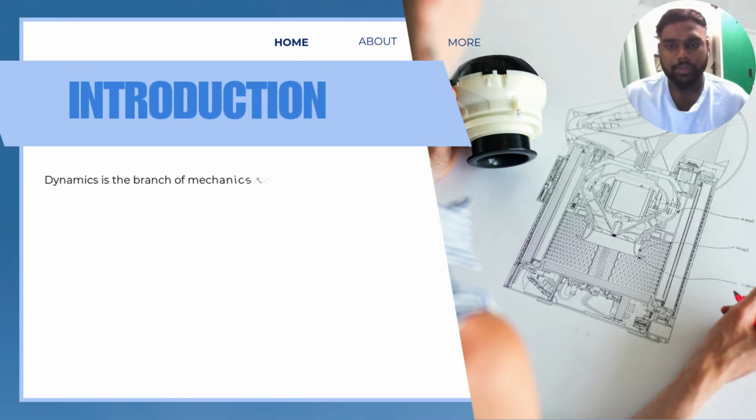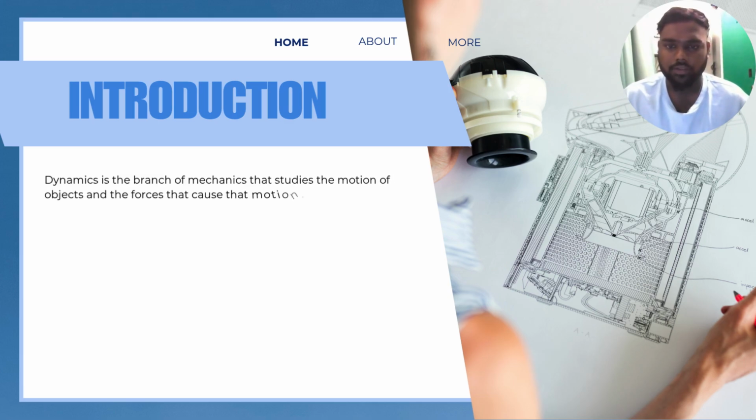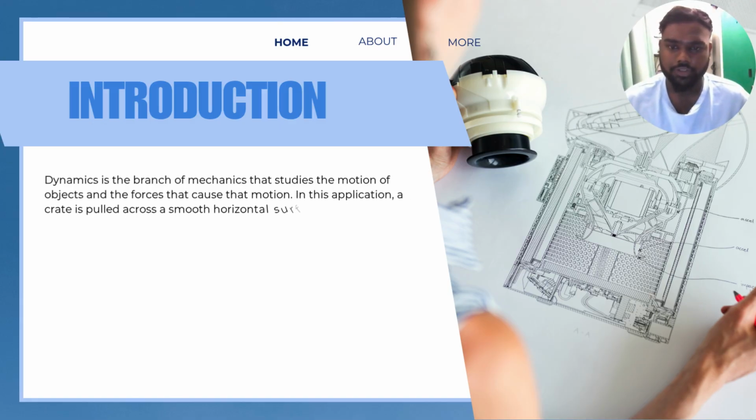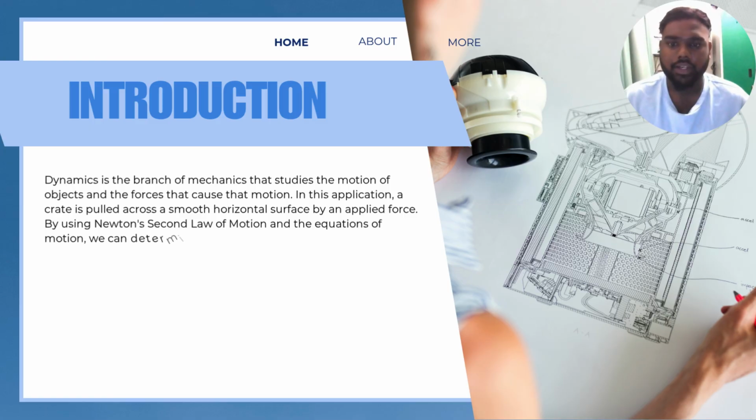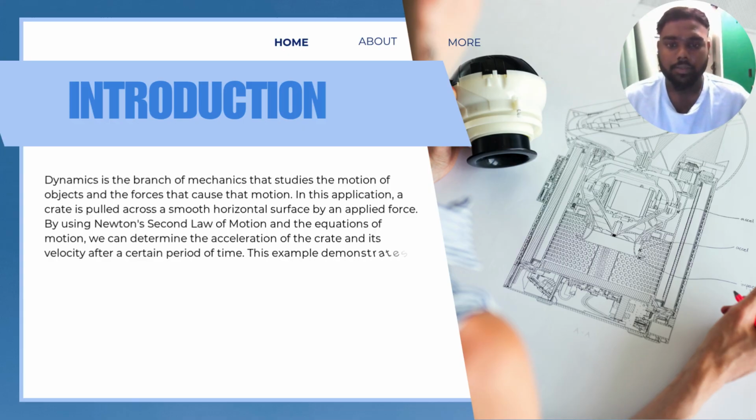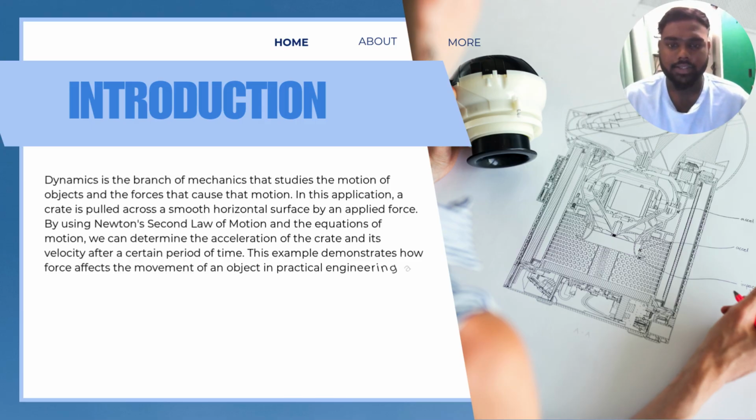Introduction for the subject. Dynamics is the branch of mechanics that studies the motion of objects and the forces that cause that motion. In this application, a crate is pulled across a smooth horizontal surface by an applied force. By using Newton's second law of motion and the equations of motion, we can determine the acceleration of the crate and its velocity after a certain period of time. This example demonstrates how force affects the movement of an object in practical engineering and industrial situations.